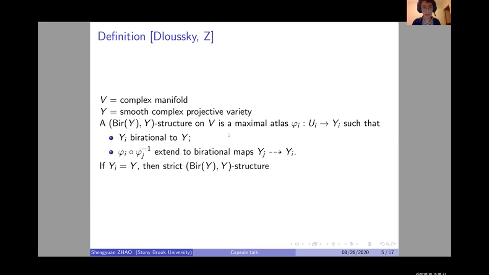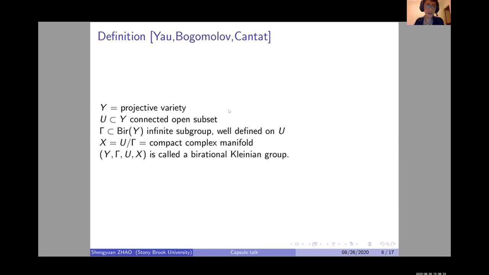And today I'm gonna focus on the simplest situation where a birational structure can occur. The simplest situation is as follows. You take a smooth projective variety Y, and you take an open subset of Y called U, open in the usual topology, not in the Zariski topology. And I take a group Gamma of birational transformations such that the transformations in this group are well defined on the open set U. They do not have bad points in U, and I ask that the quotient of the domain U by the action of Gamma is a compact complex manifold. And I call the data of such four objects a birational Kleinian group.